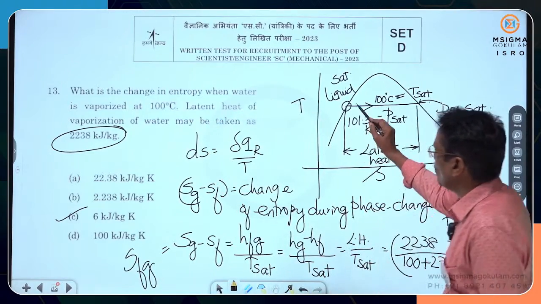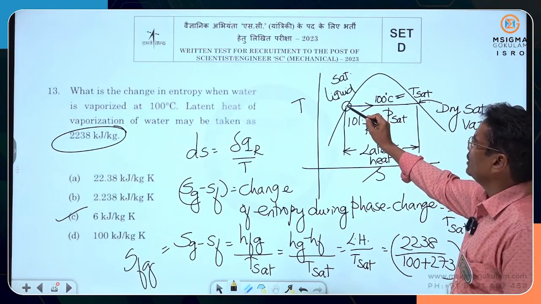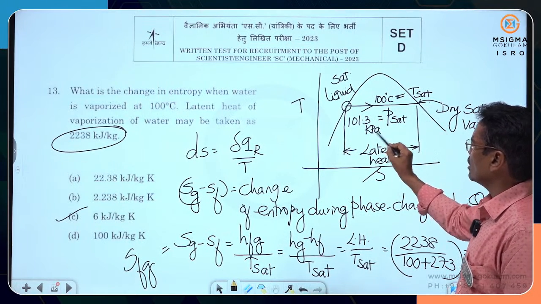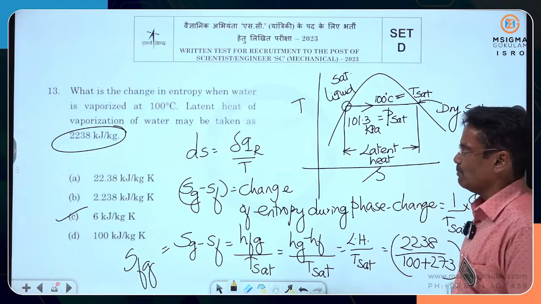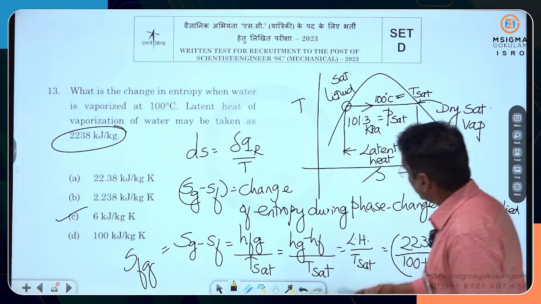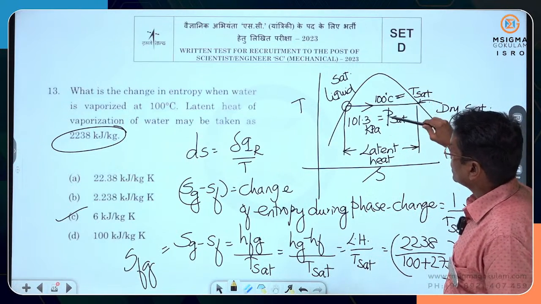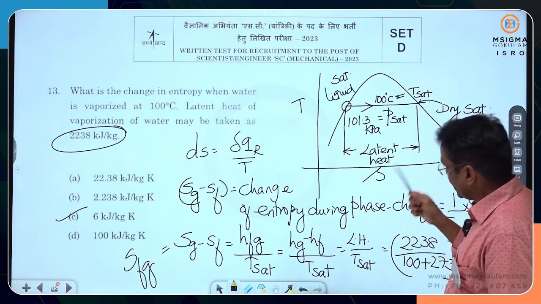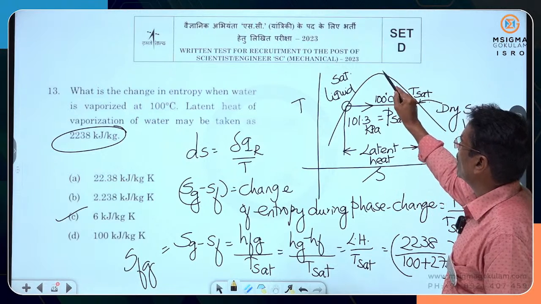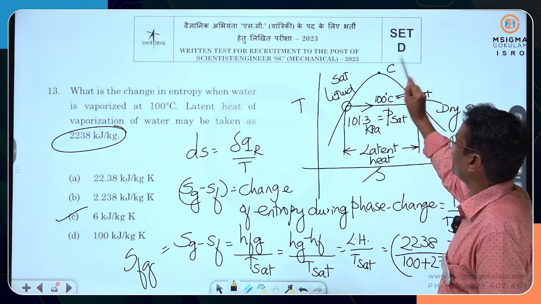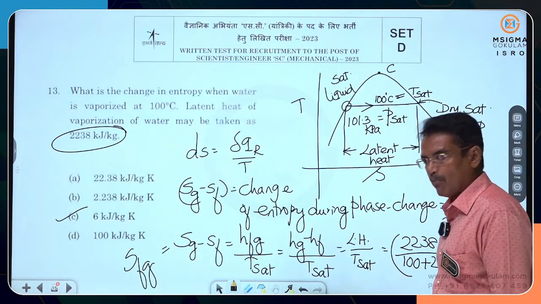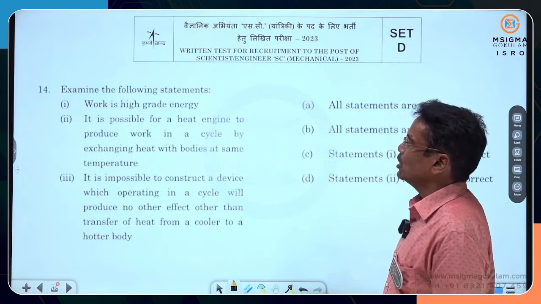This is the change of entropy for the water during the phase change happening at 100 degrees Celsius, or at 101.3 kilopascal saturation pressure. Incidentally, as the saturation pressure increases, saturation temperature also will increase. Incidentally, the latent heat of vaporization becomes 0 at the critical point. This is a question on thermodynamics.